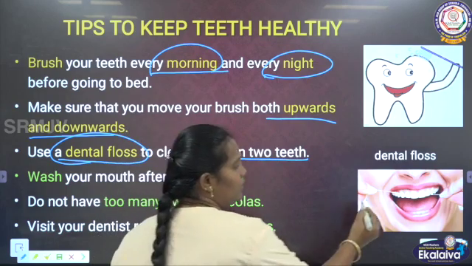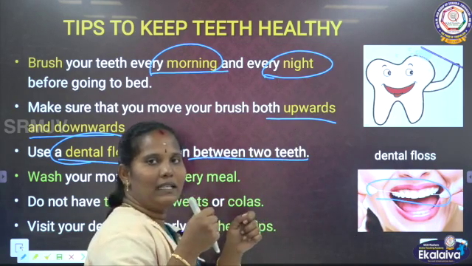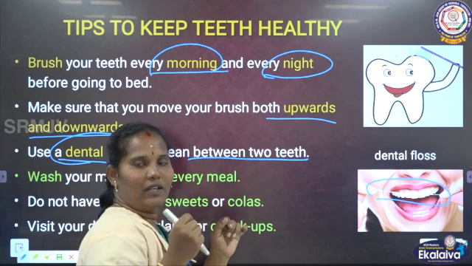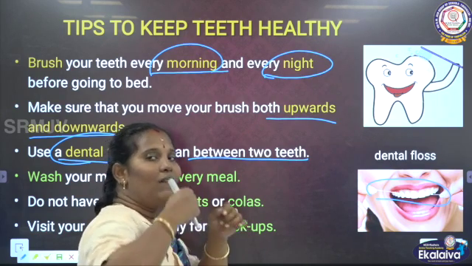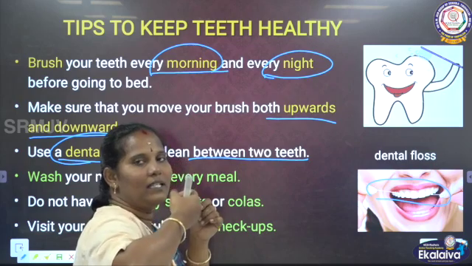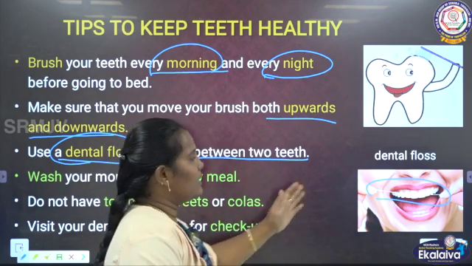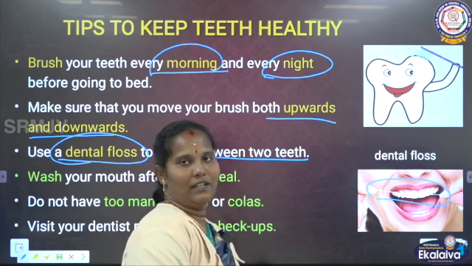Okay, see here, it is the dental floss. Dental floss is a small thin thing, like a thread, that we use. When we put it in between the teeth, the stuck things and bacteria can be removed easily from there. So this is the reason we have to use dental floss.